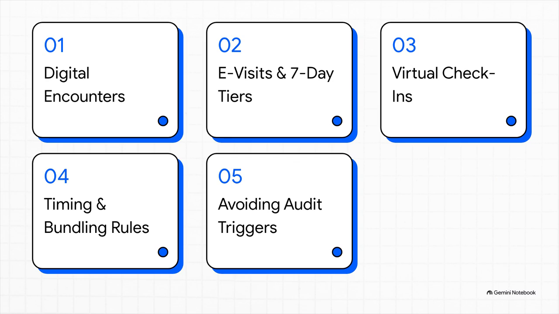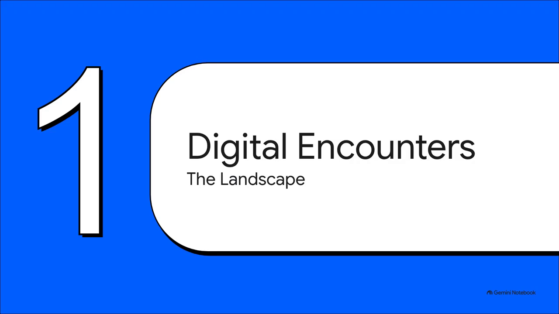Okay, so here's our quick roadmap for today. We're going to look at the overall digital encounter landscape, break down e-visits and those 7-day tiers, look at virtual check-in mechanics, map out some very strict timing and bundling rules, and finally, figure out how to avoid the top audit triggers. All right, starting right off with Section 1, the digital encounter landscape.